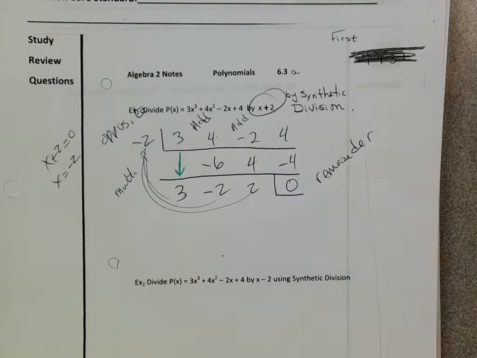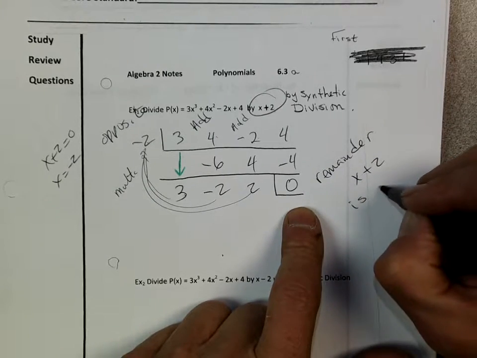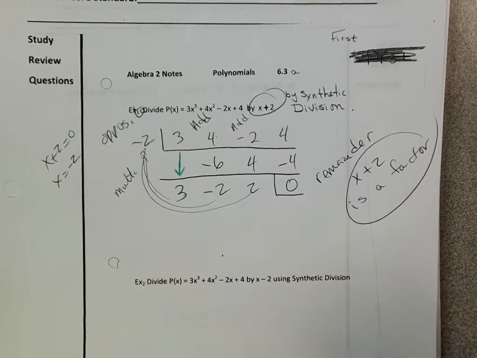Now that's great. Here's what I know. If I get a remainder of 0, then x plus 2 is a factor. Okay. Now what is the answer though? We do know that this is a factor. X plus 2 is a factor because we got a remainder of 0. But the answer is this.